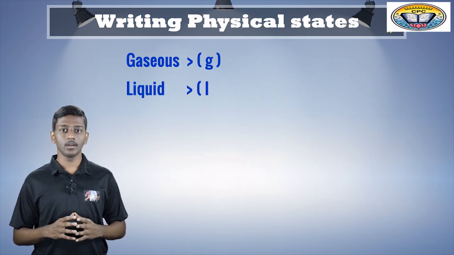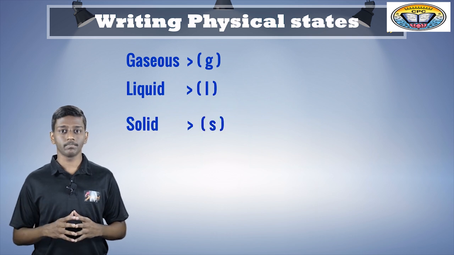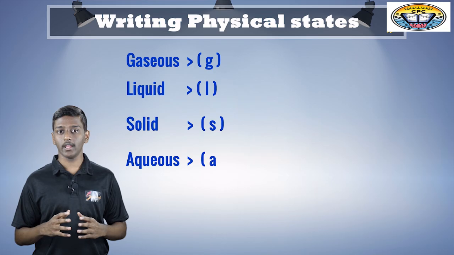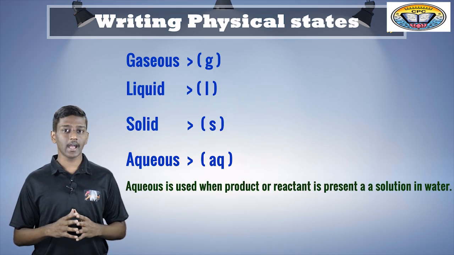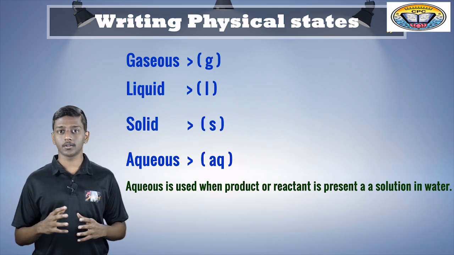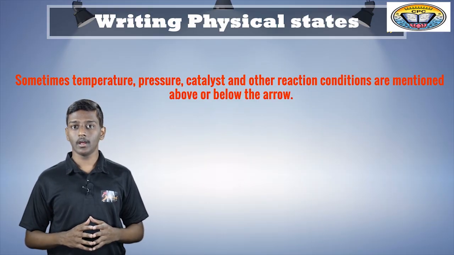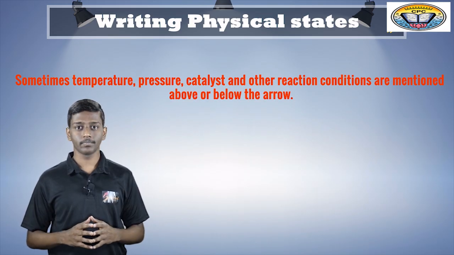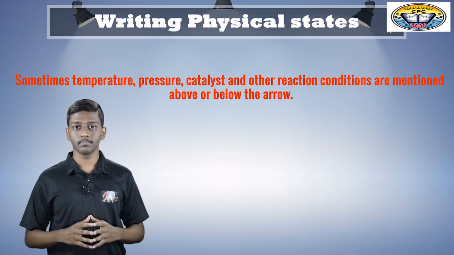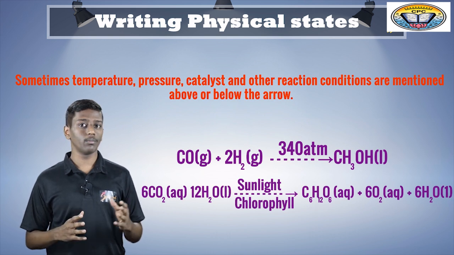Liquids we represent by small l. Solids by small s. And aqueous solutions by aq. Aqueous means the product or the reactant is present in a solution of water. In the equation, temperature, pressure, catalyst and other reaction conditions are mentioned above or below the arrow. To make it more informative, let us see the examples. The catalyst is represented above the arrow and the temperature below the arrow.